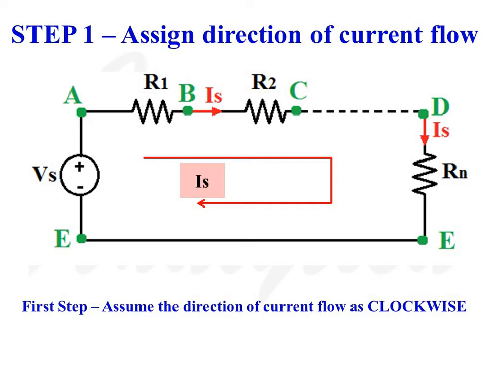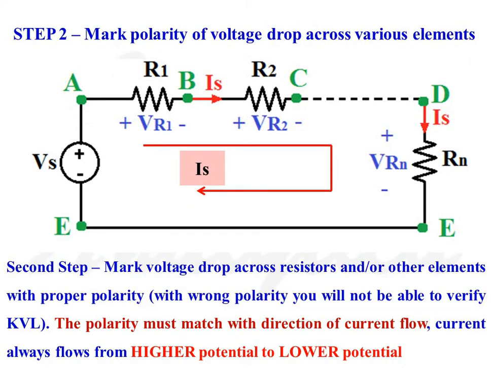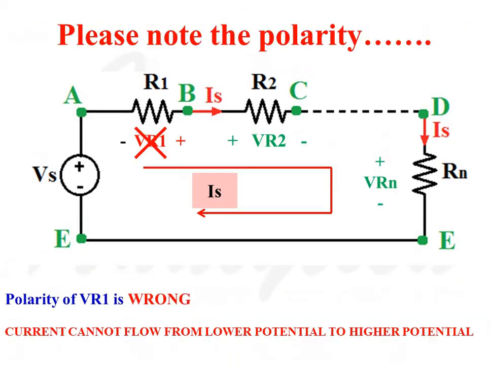First step, assign direction of current flow. Assume the direction of current flow as clockwise. Mark polarity of voltage drop across each element. Mark voltage drop across resistors and other elements with proper polarity. With wrong polarity, you will not be able to verify KVL. The polarity must match with the direction of current flow, and current always flows from higher potential to lower potential.